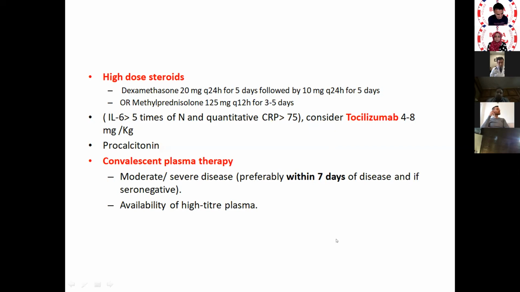During the first phase of the epidemic, we used convalescent plasma therapy in a greater number of patients. But now, in the second wave, we have not used it as we did not find very good results with convalescent plasma therapy. We rarely use it.